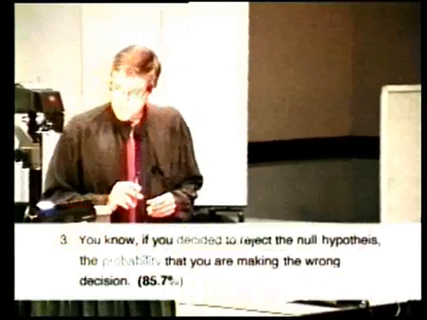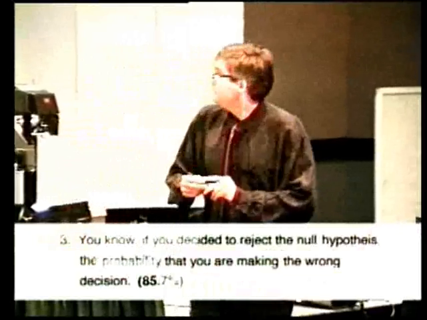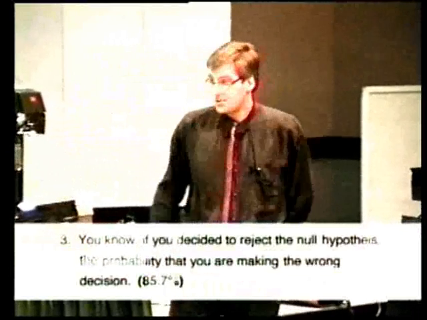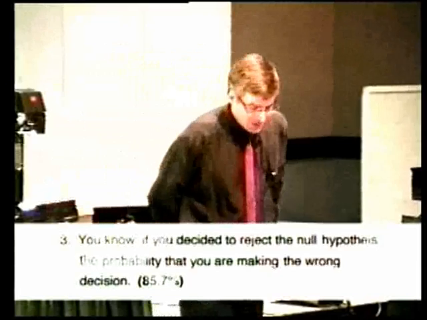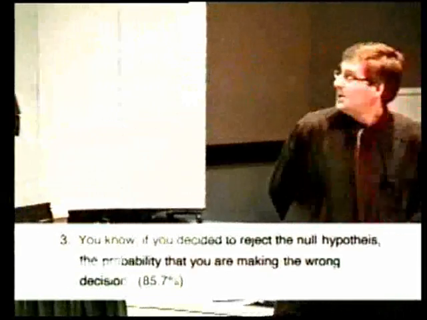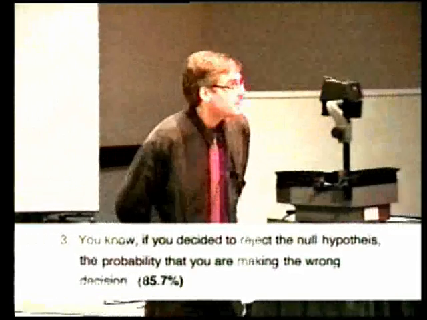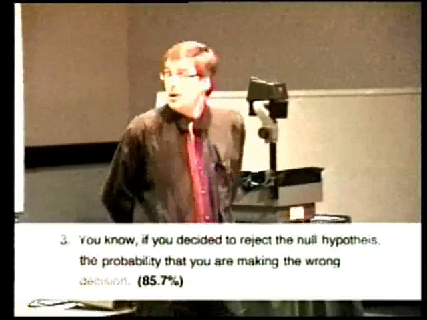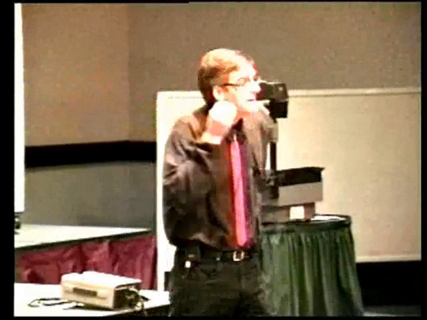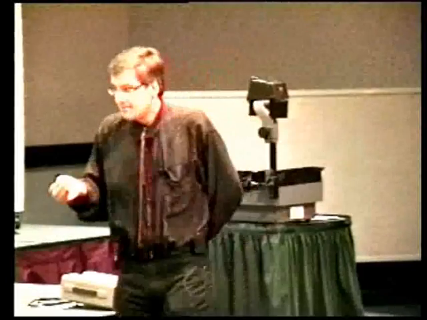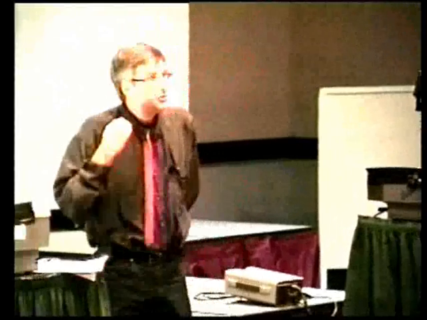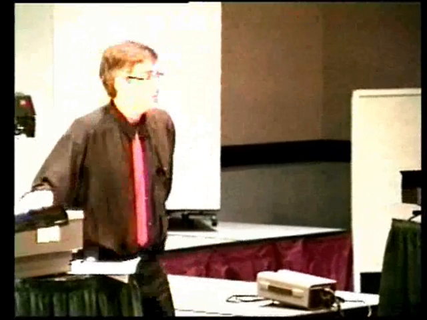Okay, third question. If you decided to reject the null, the probability that you're making the wrong decision. Well, our sample of academic psychologists was quite confident on this one. 85.7% said it was true. In fact, this is also false. Why is this false? Well, most likely they thought that the significance level was the probability of making the wrong decision, but the significance level is the probability of making a type 1 error, of falsely rejecting a null hypothesis that's true. It is not the probability of making a wrong decision.